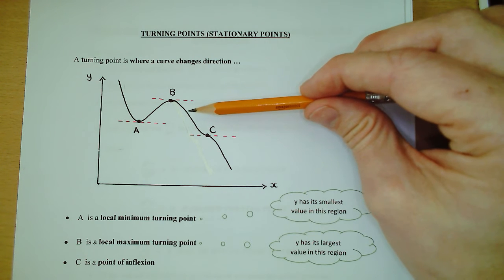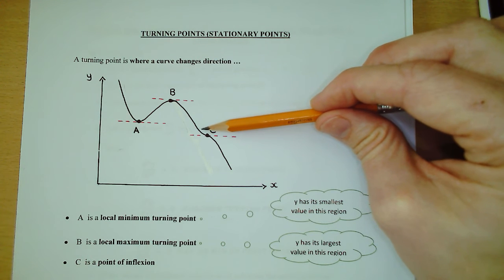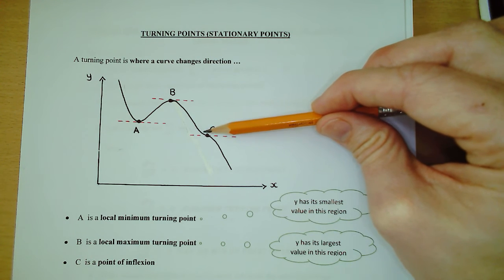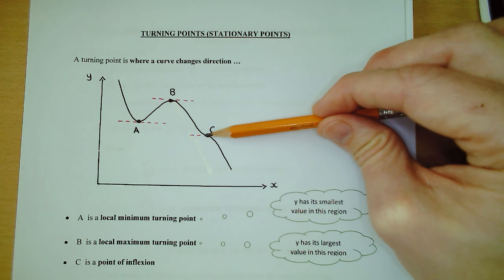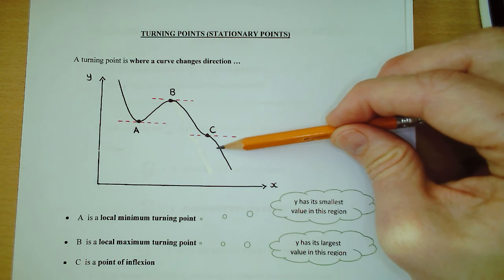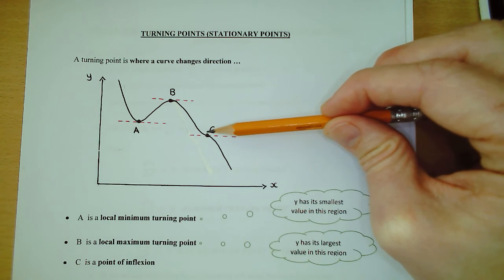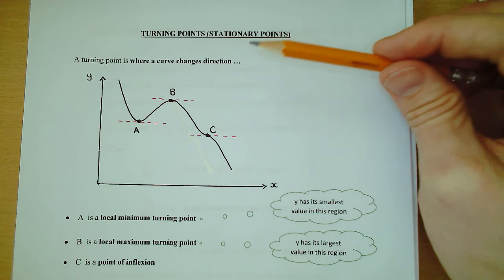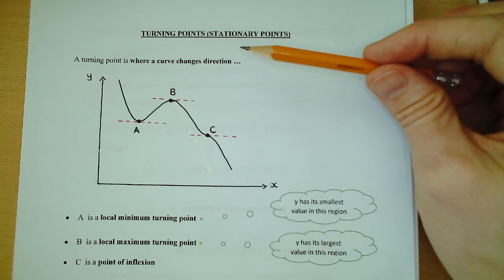And likewise, as the curve approaches C, it's on the way up almost. I know it's going down, but you almost think it's about to turn up. But then it swings away and goes back down. So C is also a turning point. So a turning point is where a curve changes direction.